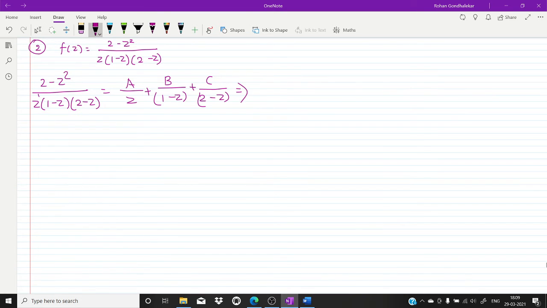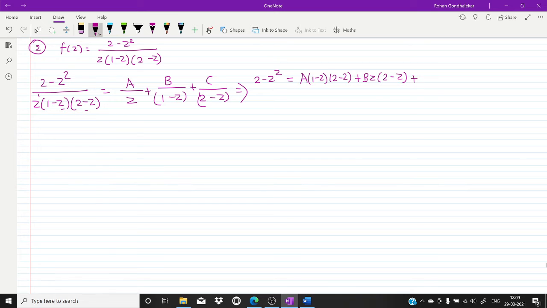Now on cross multiplication, what I'm getting is 2 minus z square is equal to a into bracket. See, we are doing a cross multiplication because I want the same denominator in the denominator of a, in the denominator of b, and in the denominator of c. So which terms are missing in the denominator of a? These two terms are missing. So multiply a by these two terms, 1 minus z into 2 minus z, plus b into, which terms are missing in the denominator of b? The z and 2 minus z. So multiply with it, z into 2 minus z.